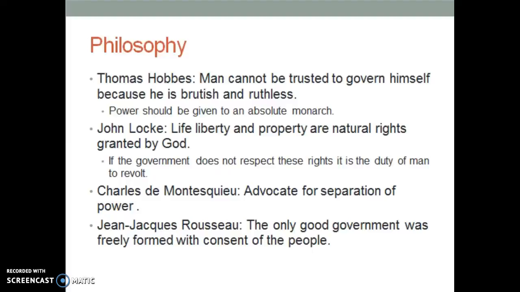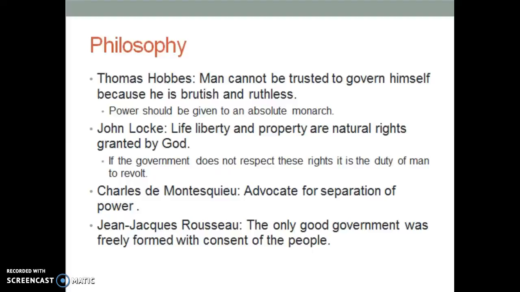John Locke is kind of the opposite of that. Life, liberty, and property are natural rights granted by God, and you may recall those from the Declaration of Independence. Basically, he says that if government does not respect these rights, then it is the duty of man to revolt. If your life, liberty, and property are not being respected by your government, it's not like, hey, maybe we should revolt. He's saying that it is your duty as a citizen of that nation to revolt against the government.